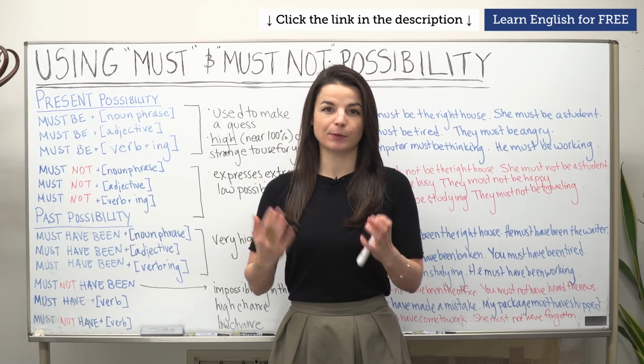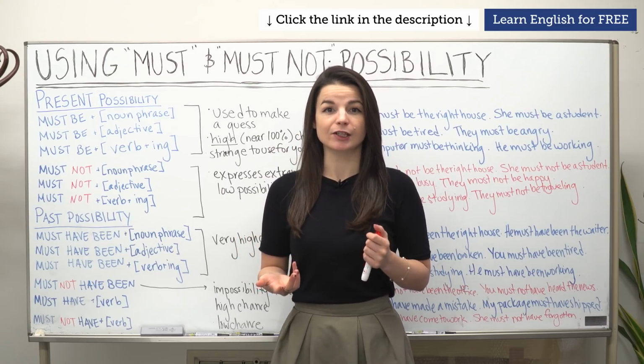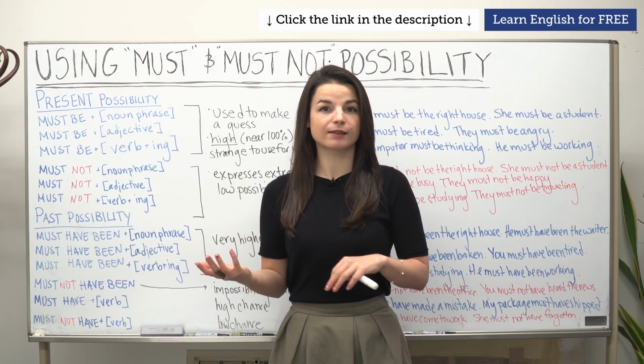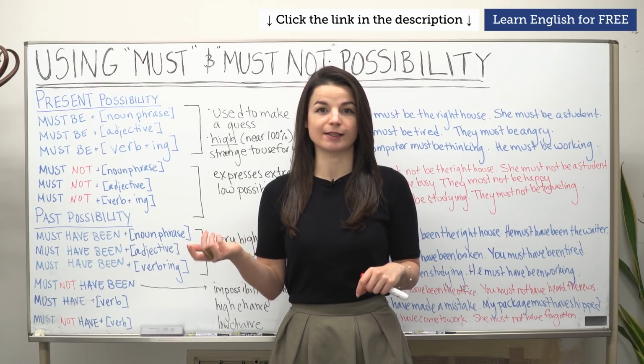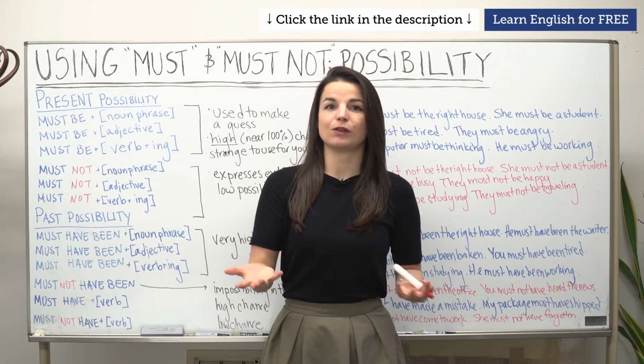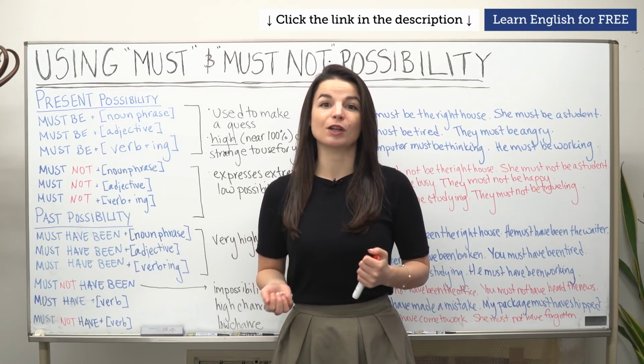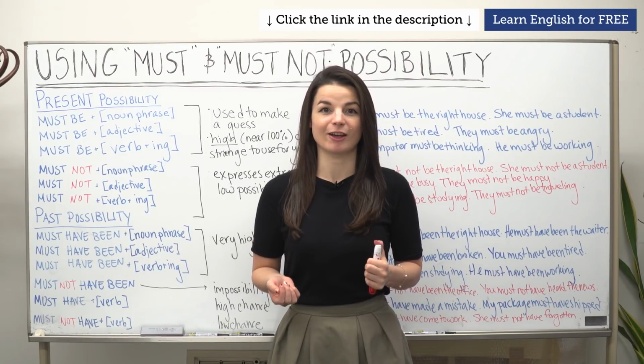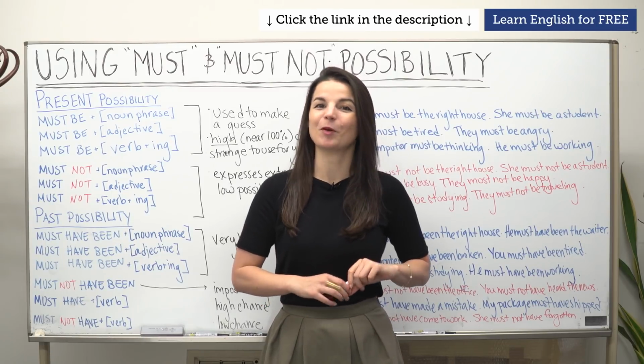So with this lesson I want to introduce a few common patterns and some example sentences to show you the meanings of must and must not for present and past, and also just to give you maybe some tools so that you can use these grammar points to talk about possibility in your life as well. So let's get started.